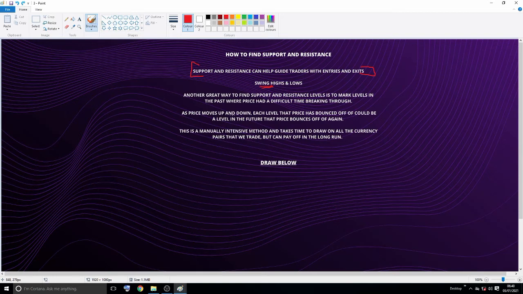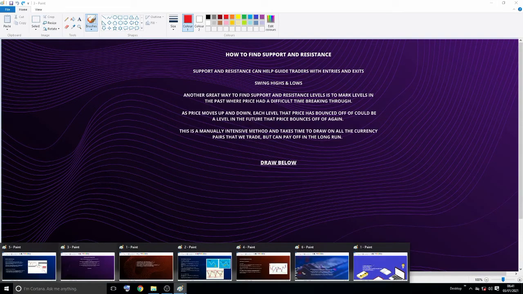As price moves up and down, each level that price has bounced off could be a level in the future that price bounces off again. This is what I was just saying, that if the price bounced off on this level, you can start looking for another bounce on this level again. That's how you look for support and resistance. This is a manual intensive method and takes time to draw all currency pairs that you trade, but can pay off in the long run. Yes, this method is not easy. It takes time, but if you draw this line correctly, you can be profitable just trading this method.